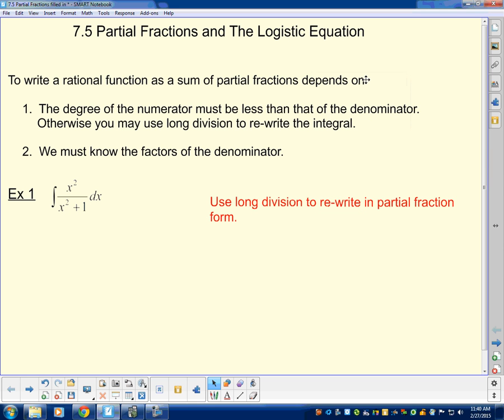This is the last method of integration that we're going to learn, so you can celebrate it. That's the last method. The whole next chapter, which is our last chapter leading up to the AP exam, will be applications of the integral. So here we go. Partial fractions and the logistic equation.